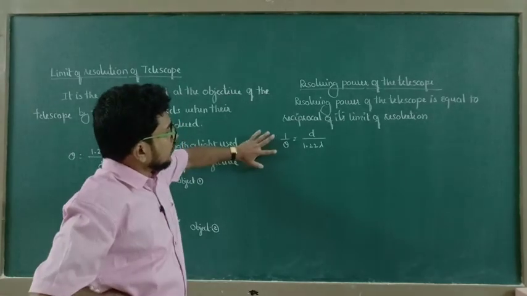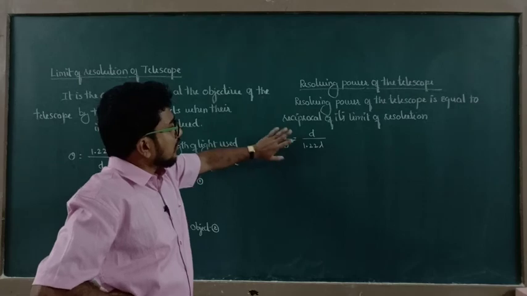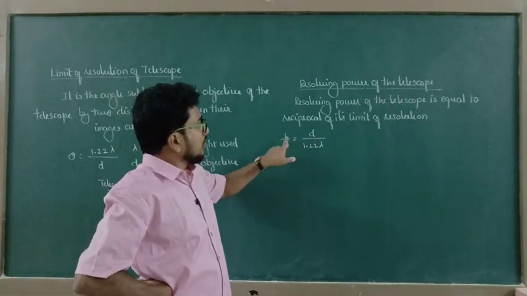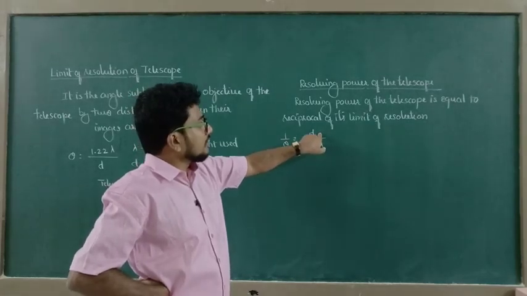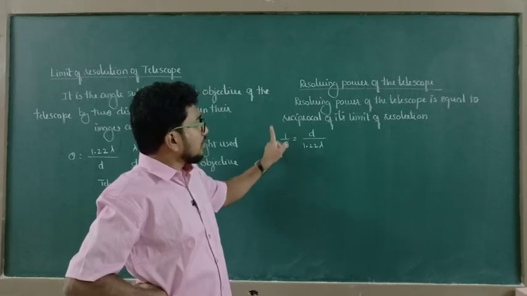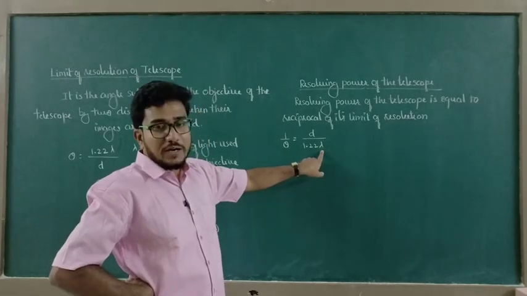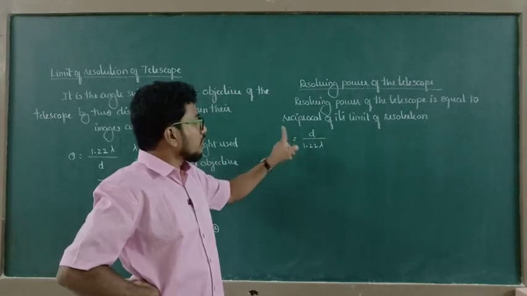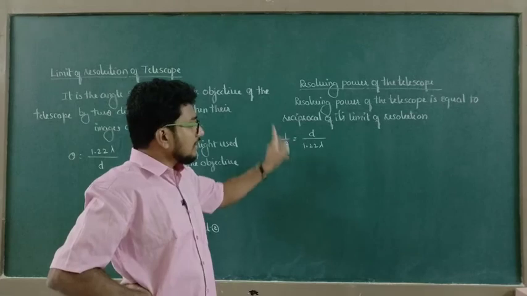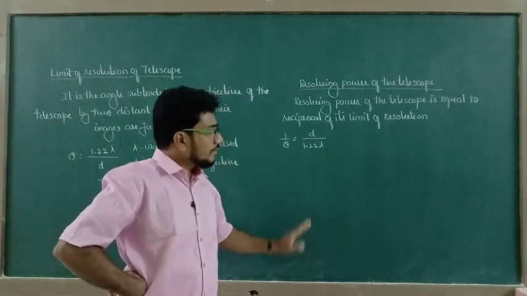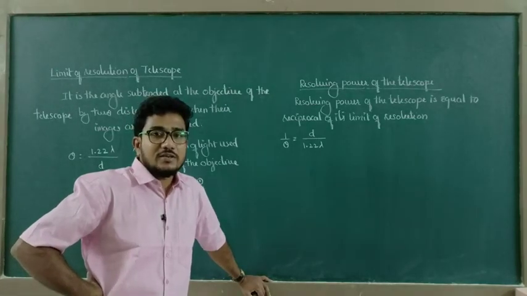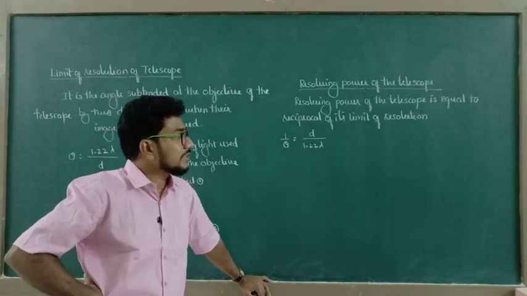So we can increase the resolving power of the telescope by using an objective of larger diameter. Here 1 by theta is inversely proportional to lambda. If lambda is maximum, 1 by theta is minimum. If lambda is minimum, 1 by theta is maximum. Similarly in the case of a microscope, you should have that knowledge. Then you can easily solve some numericals in competitive examinations.